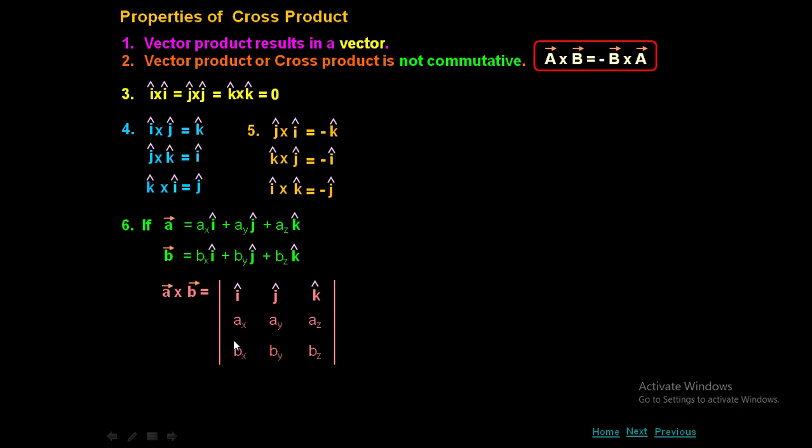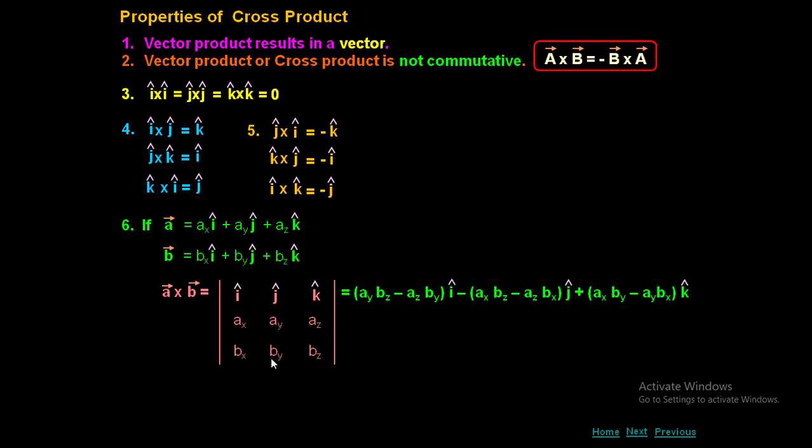Now I want i cap. Whenever you want i cap, you close i cap. Now see here, ay bz minus by az. This is how you have to do it. When you want i cap, you close i cap: ay bz minus by az. So you get ay bz minus az by into i cap, because I am doing j cross k. j cross k is nothing but what? i cap.